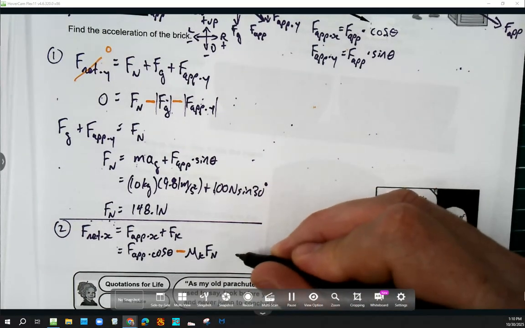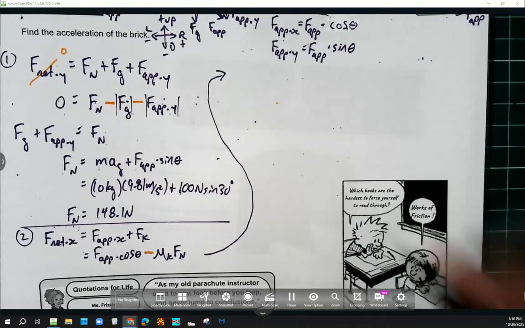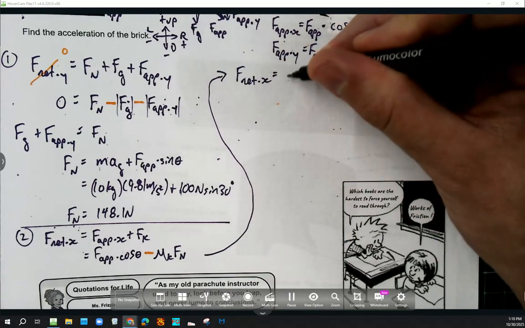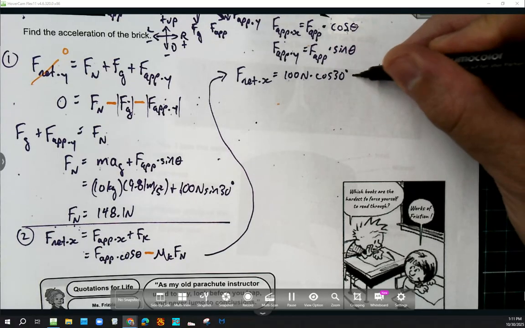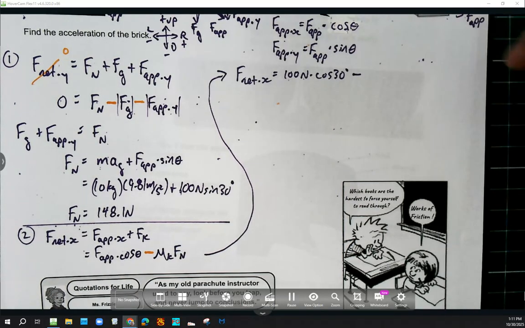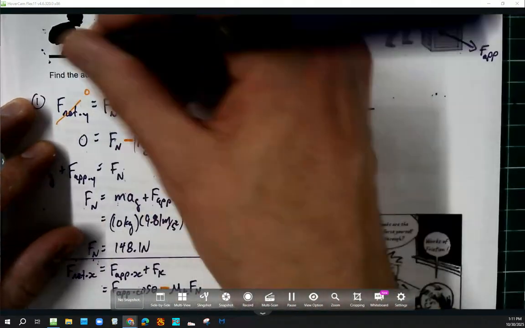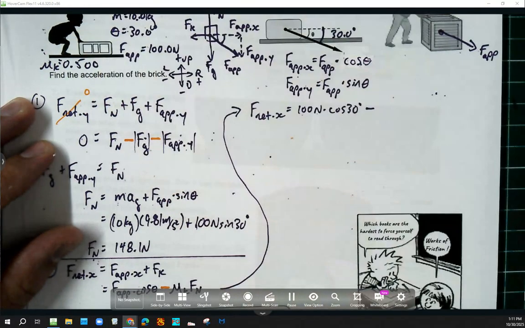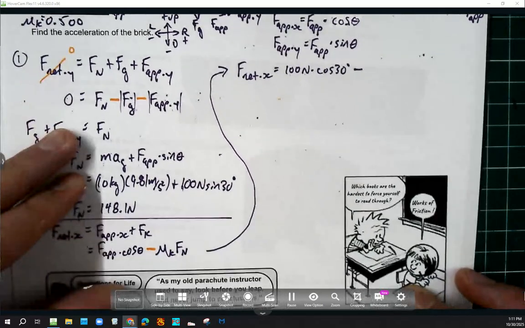We haven't subbed any values in yet, but I'm going to take an arrow and pop back up to the top and start subbing in values now. F net x is going to be equal to F applied, 100 newtons times cosine of 30 degrees, minus mu k. Did I even say what the mu k was for this? Let's make mu k equal to 0.500. I never did state that. All right, well, we got that now, at least.